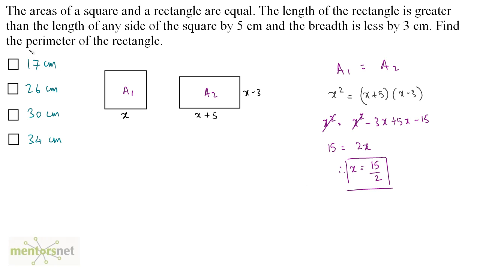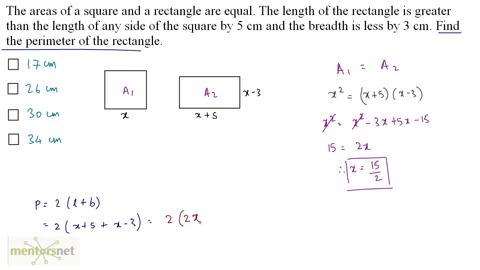Now we have been asked what is the perimeter of the rectangle. So what is the perimeter of a rectangle? It is twice of length plus breadth. So I can write it as twice of, what is the length? X plus 5 plus what is the breadth? X minus 3. And that is equal to twice of x plus x is 2x, 5 minus 3 is 2, so plus 2. So put the value of x here.